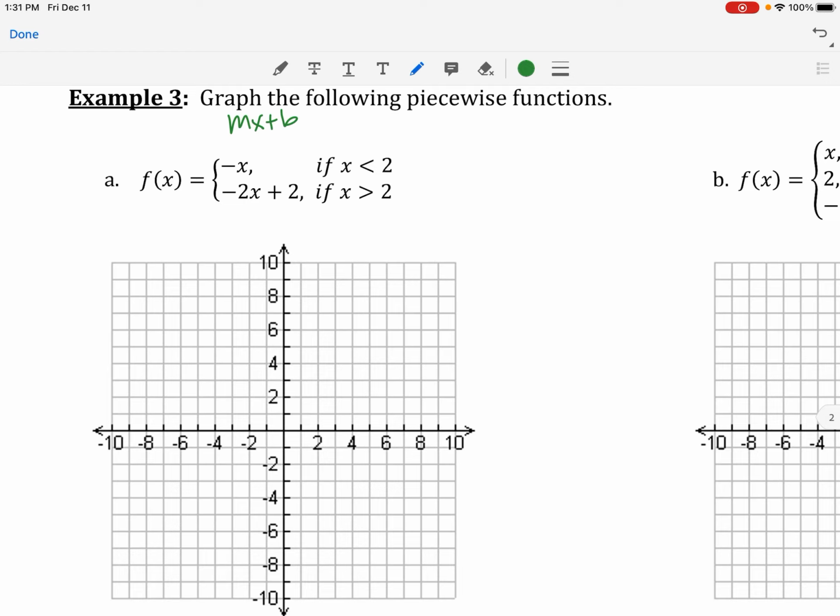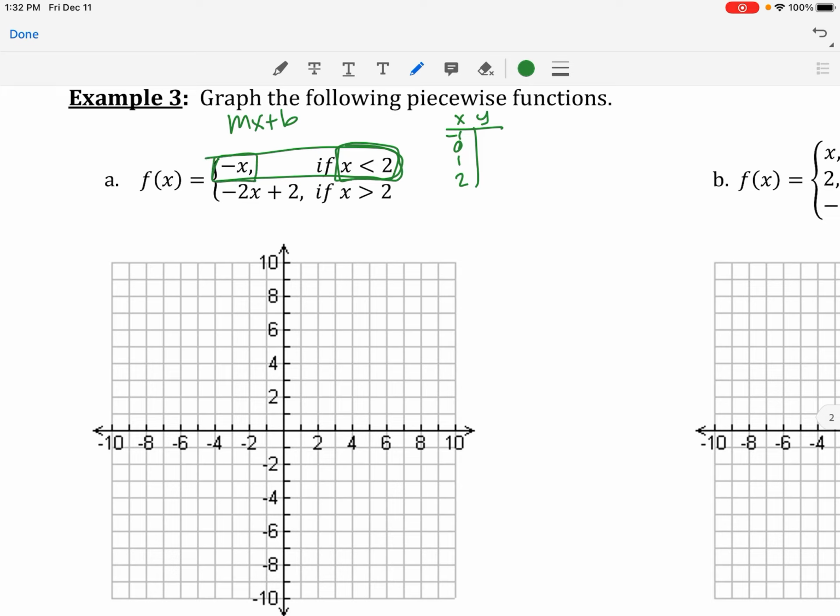So if you want to, you can plug it into your calculator to come up with a table. And sometimes I like doing that and then looking at a table for this first piece right here. I'm only looking at the values when x is less than 2. So when I'm looking at my table, 2 is the highest number that I want, and then I can go less than that. So my x values and my y values.